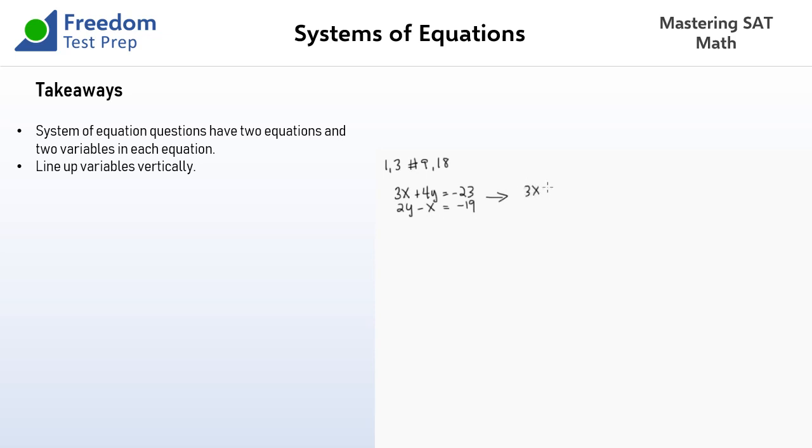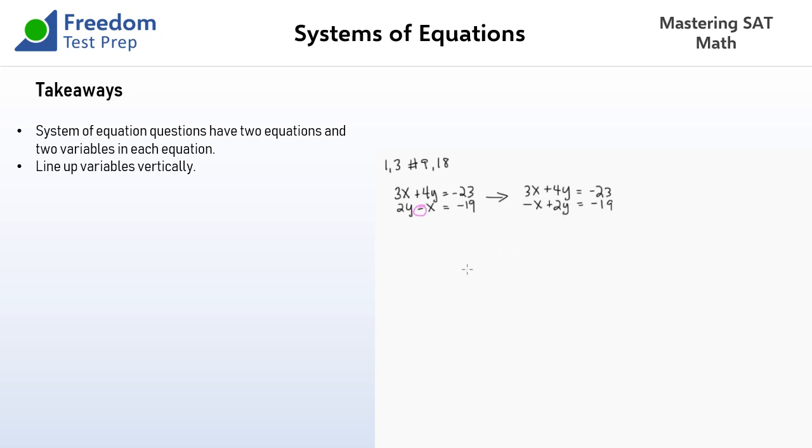So I like the way the top one is because we have the x first, and that is just normal. We're used to seeing that. But now I want to put this in its proper order. The thing that you have to remember is to keep your sign with you. So that is going to be a negative x and a positive 2y, and that's going to equal negative 19.